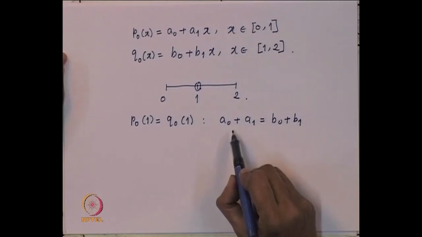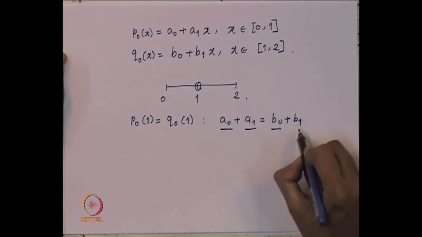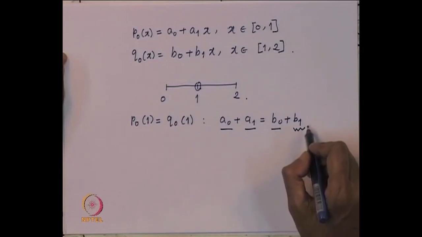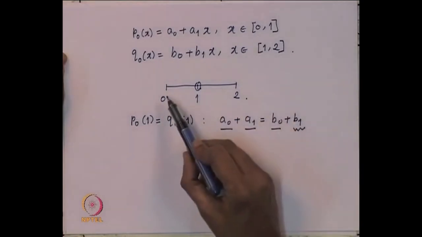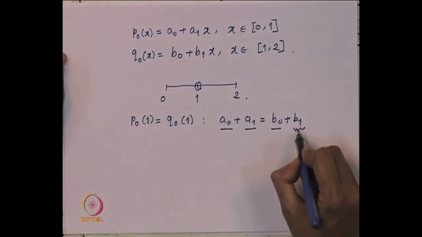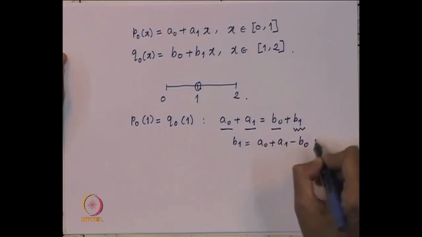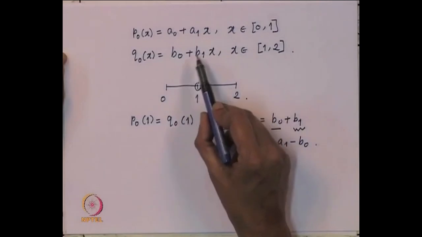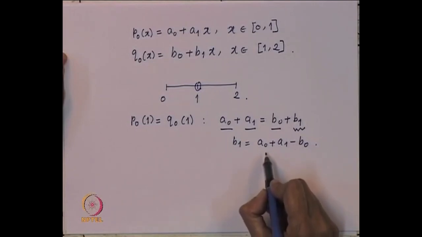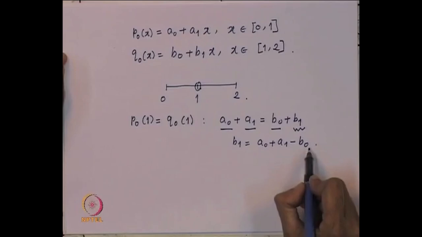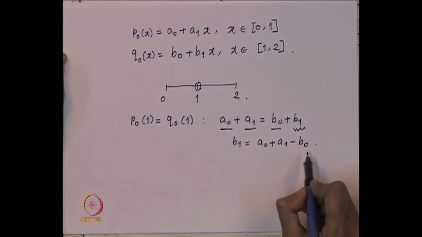So, that means if I fix a 0, a 1 and b 0, then I have no choice for b 1. If I want the function formed by p 0 and q 0 to be continuous, then b 1 has to satisfy b 1 equals a 0 plus a 1 minus b 0. So, earlier we could vary a 0, a 1, b 0, b 1 independently. Now, we can vary only 3 constants independently, a 0, a 1 and b 0, and then b 1 is determined in terms of a 0, a 1 and b 0.